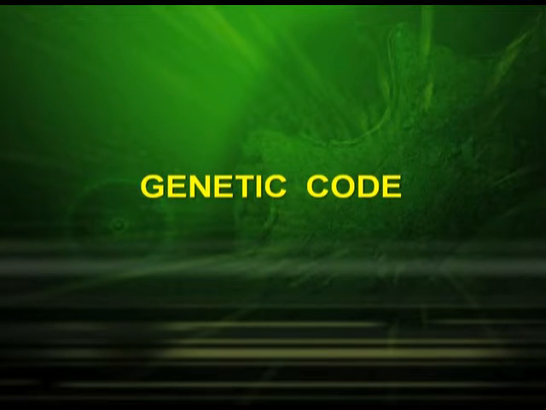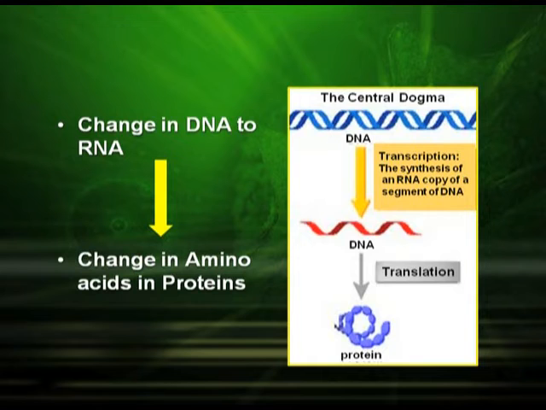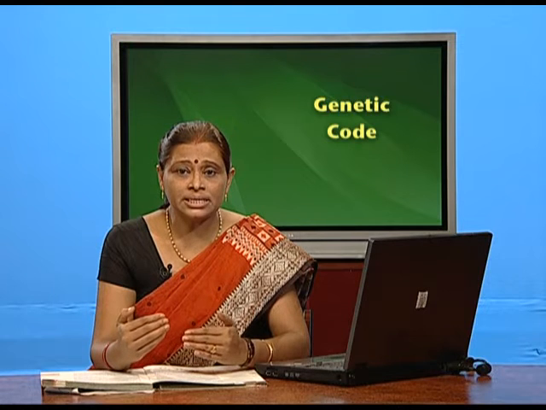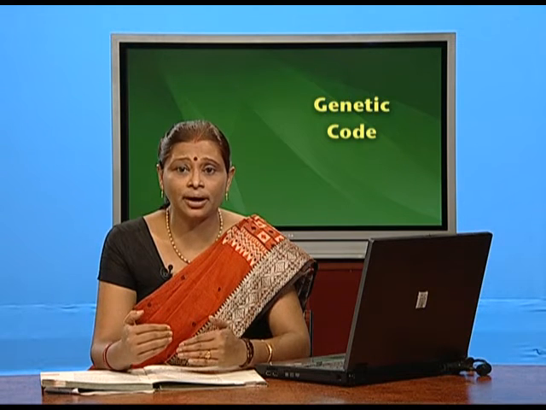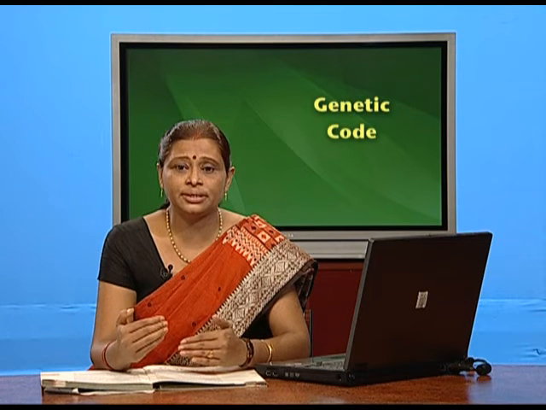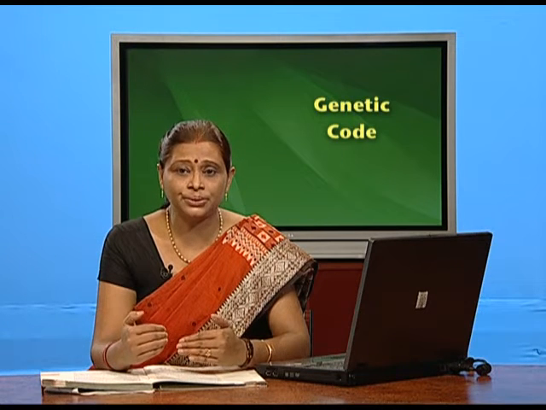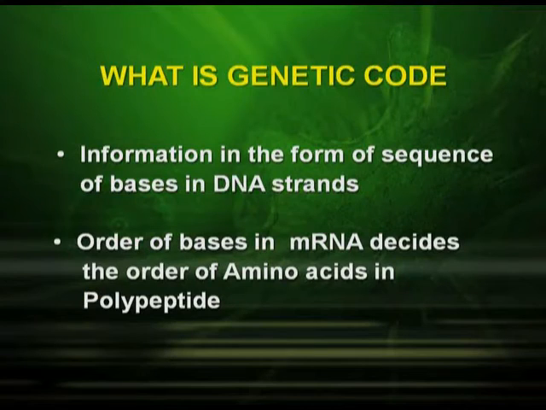Now let us study about the genetic code. Let us go back to the central dogma, where it states that DNA forms RNA and RNA forms protein. From DNA to RNA, we have just studied the transcription process, and from RNA to protein, it is called translation. So that means if there is a change in the DNA or RNA, there will be a change in the amino acid in proteins.